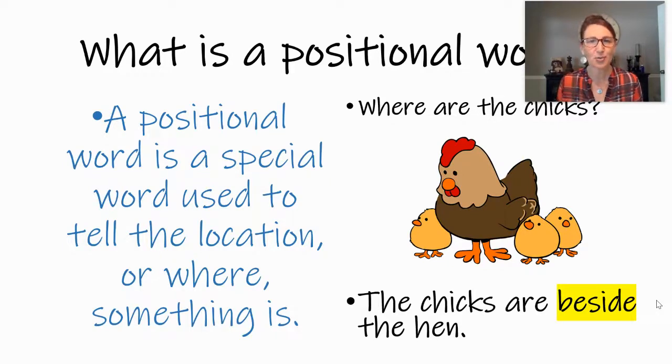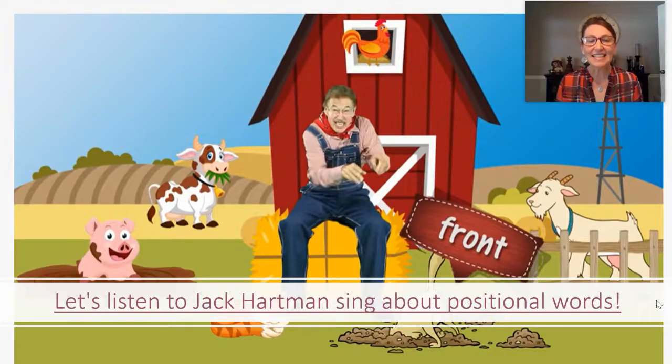What other positional words do you already know and already use? Think about where you are right now. You are inside your house. Maybe you are on the couch. Maybe you are in the bedroom. Maybe you are on the floor. All of those are positional words that tell where. Let's listen to Jack Hartman sing about positional words. You're going to see farm animals, you're going to see the positional words, and he puts them all together.